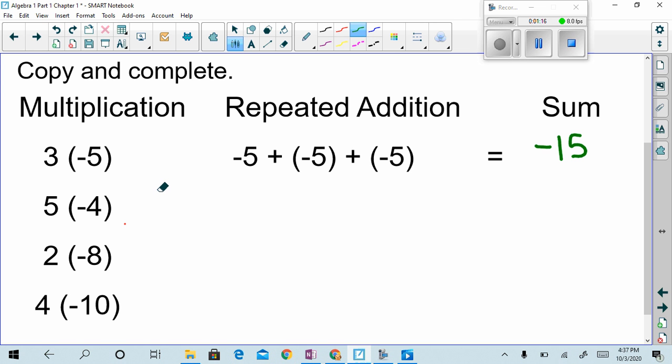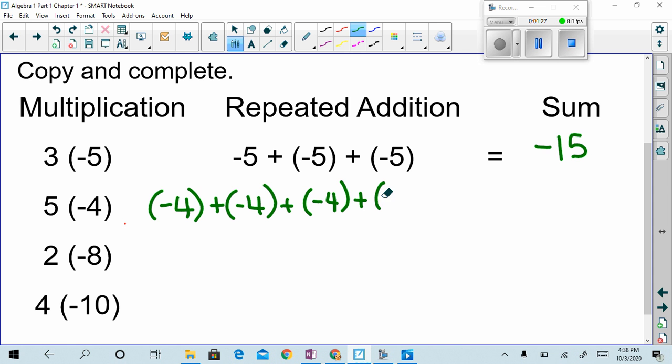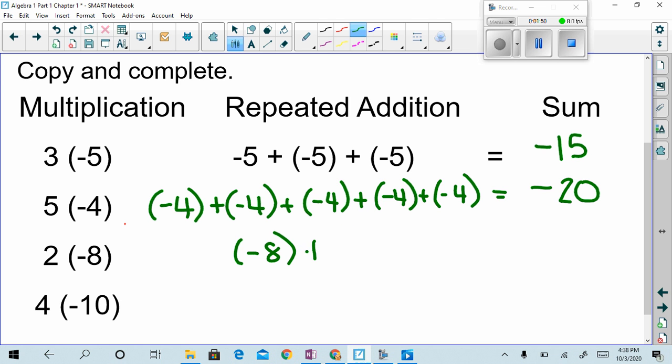In the second example, I need 5 -4s. So I take -4 and I'm going to add it to itself 5 times. The signs are all the same, so I know I'm going to get a negative answer. 4 plus 4 is 8, plus 4 is 12, plus 4 is 16, plus 4, 20. Since they were all negative, I have a -20. Third problem, -8 plus a -8. Again, same signs. My sum here will be -16.